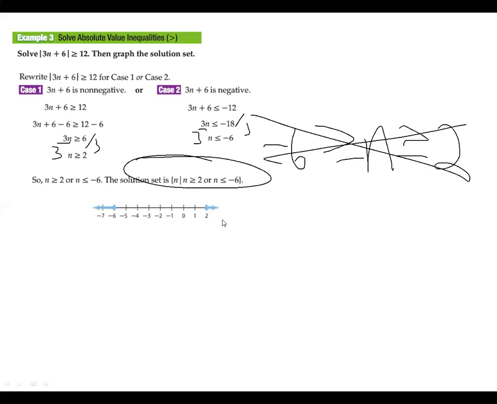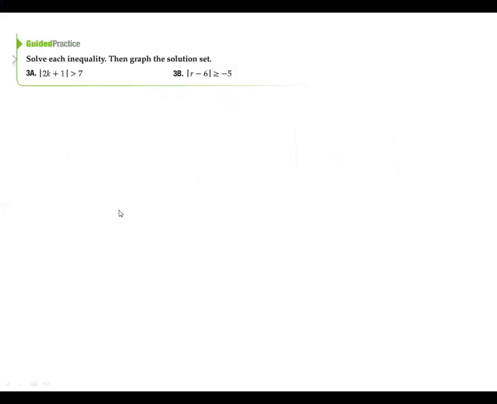All right? So as long as n is greater than or equal to 2, you put a closed circle on 2 and shade to the right, and n is less than or equal to -6, closed circle on -6, shade to the left. And that's our solution set. All right, here's 2 for you to try. Go ahead and pause the video.